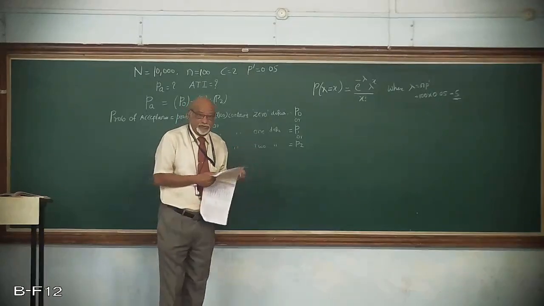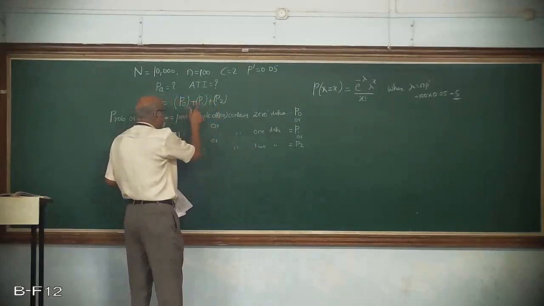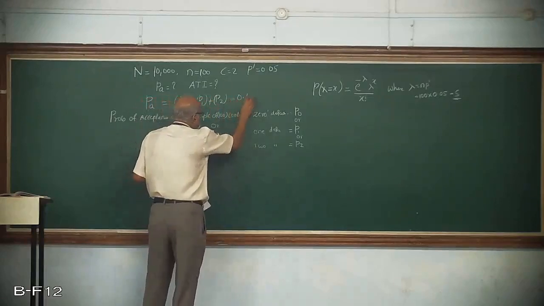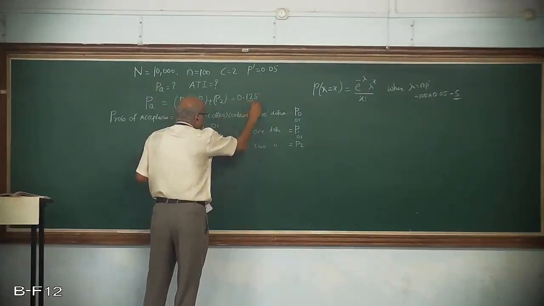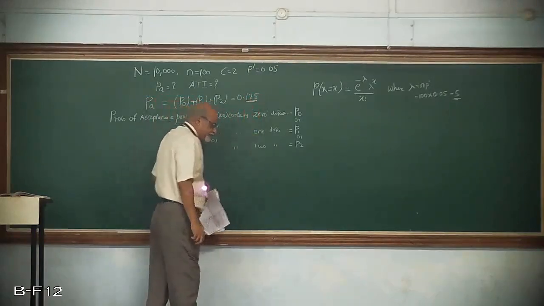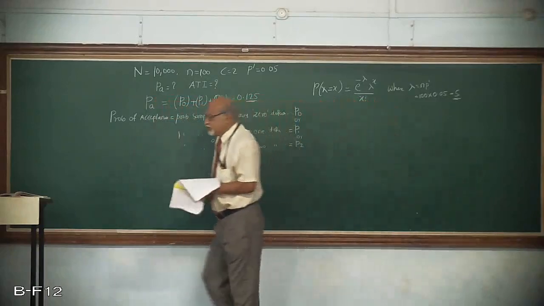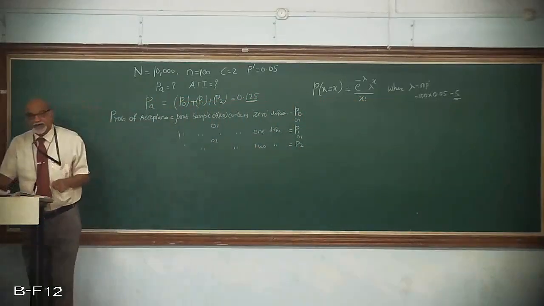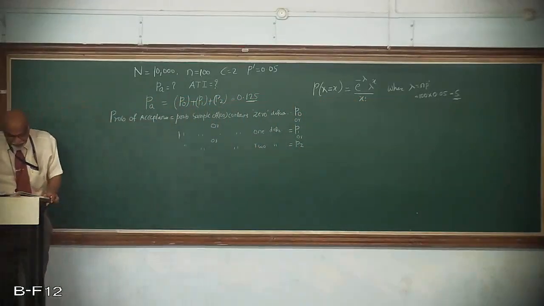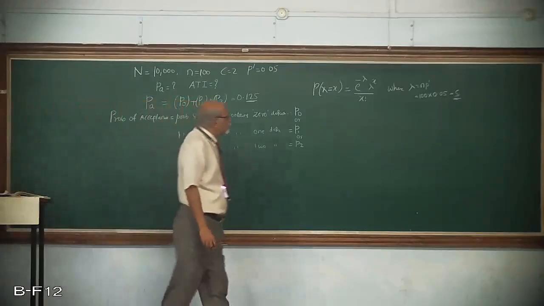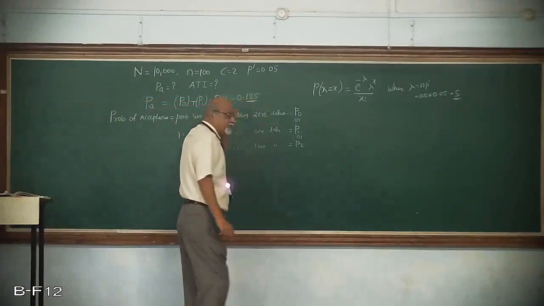0.125 is P0 plus P1 plus so on, which is the probability that the lot will be accepted. It says that the probability the lot will be accepted is 0.125. So that means, the probability it will be accepted is 0.125.